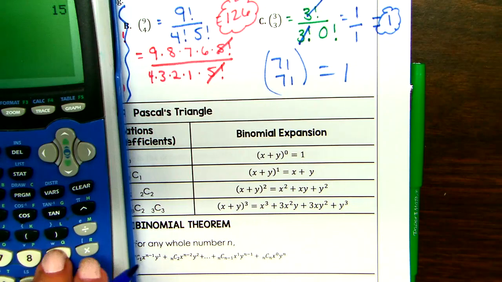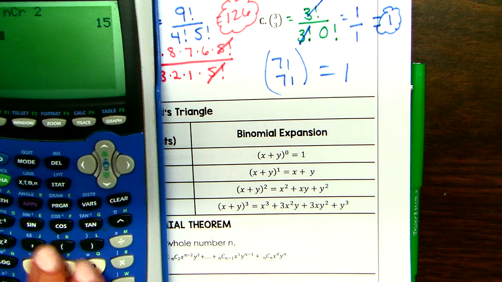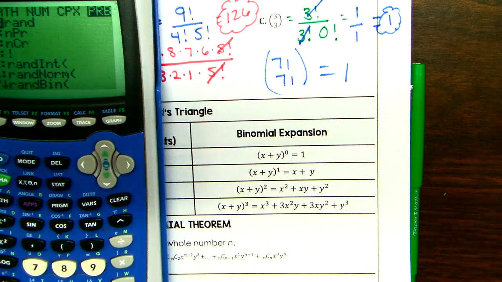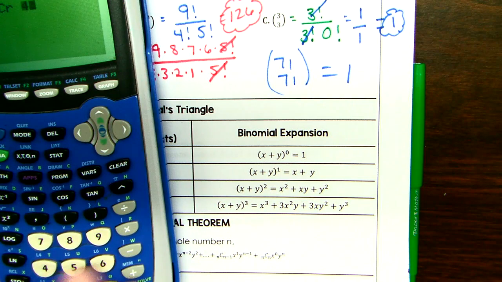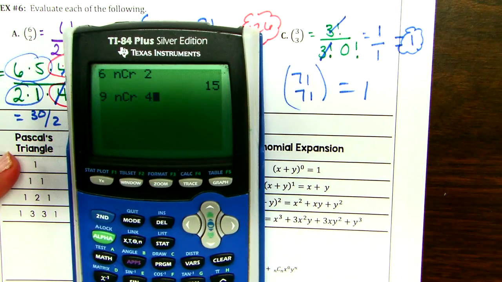9 over 4, I would put 9 on here first. Math, Probability, 3, 4. Okay? So if you missed any of the steps, you're having problems, please ask me when I'm done. I have one last problem to do.